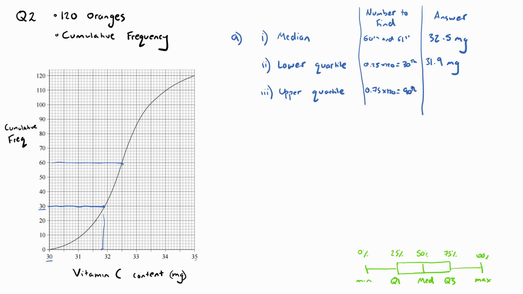Now we go across to our cumulative frequency graph, go up to the 90th number, trace across, it's at this point here, and then go down. That equates to roughly 33.1. Okay, so just to recap, our median is 32.5, our lower quartile is 31.9, and our upper quartile is 33.1 milligrams.